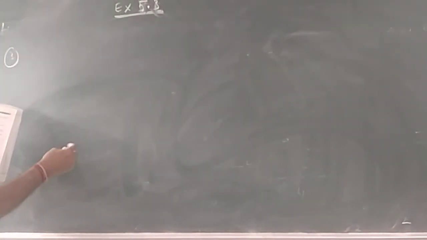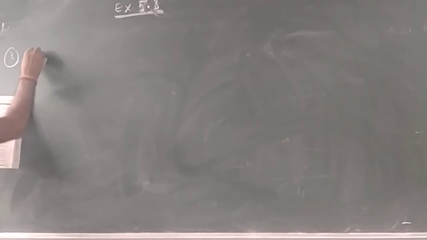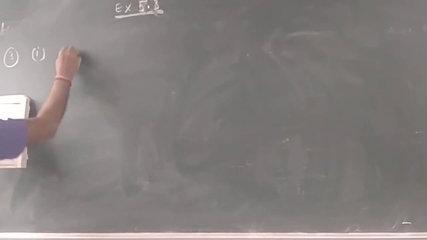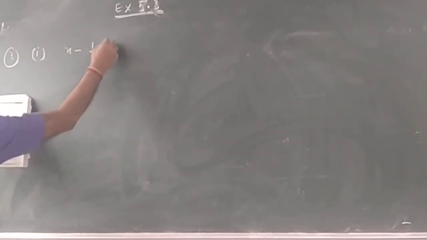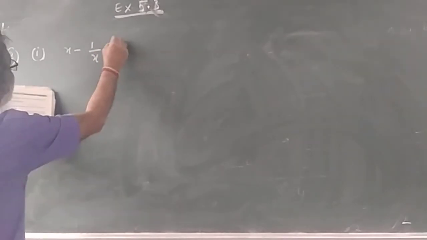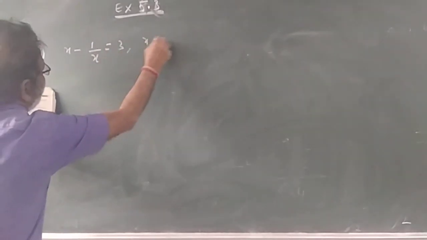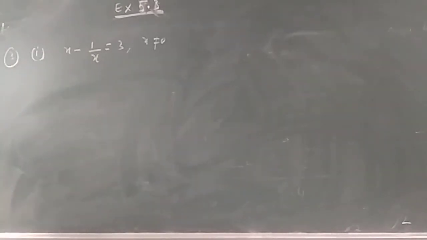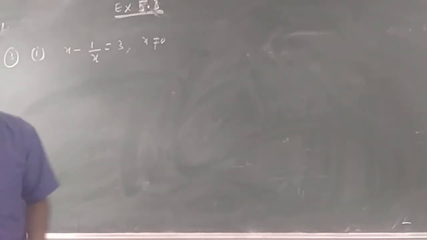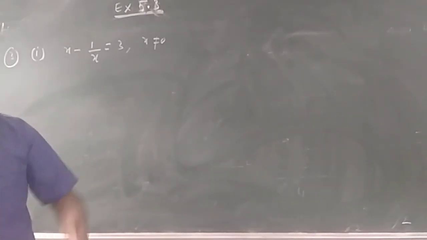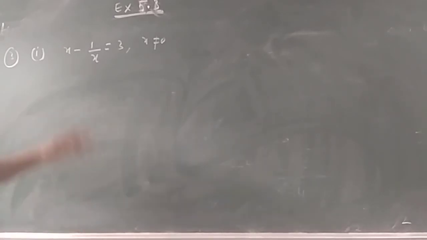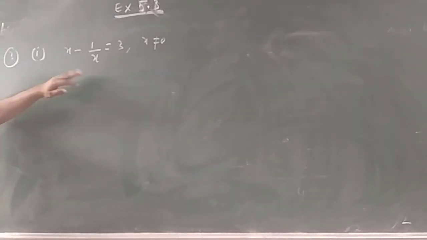Third one, find the roots of the following equations. First bit, x minus 1 by x is equal to 3, x not equal to 0. Find the roots of the following equations. So you can find the roots by formula method or factorization method or completing the square. Any method you can do it. So solve this. Find the roots of this equation.